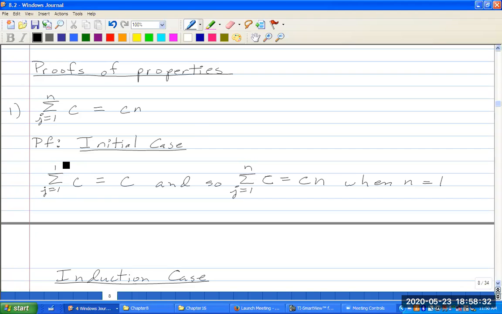Let's suppose n is equal to 1. So the sum of one of my c's is just c. Therefore, and of course, c times 1 is c. So the sum j equaling 1 to n of my c's is just c times n when n is 1. Let's do the induction case.